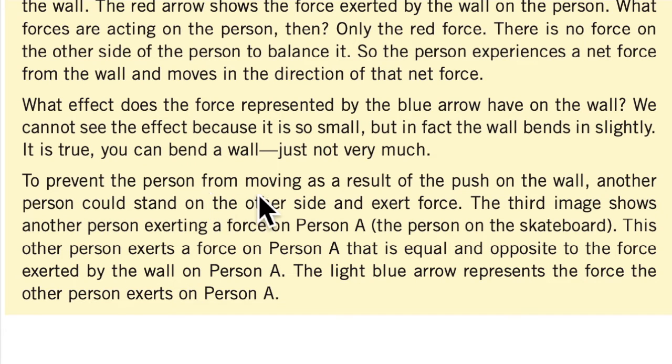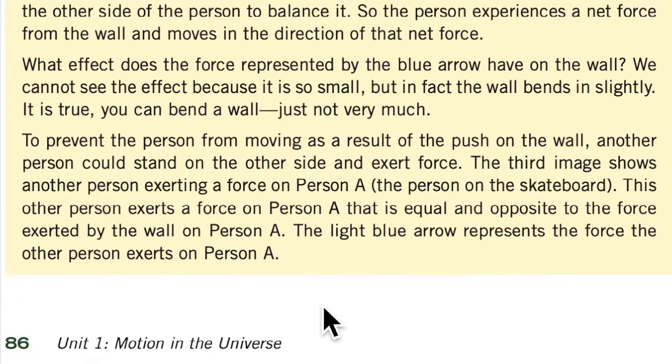To prevent the person from moving as a result of the push on the wall, another person could stand on the other side and exert force. The third image shows another person exerting a force on person A, the person on the skateboard. This other person exerts a force on person A that is equal and opposite to the force exerted by the wall on person A. The light blue arrow represents the force the other person exerts on person A.